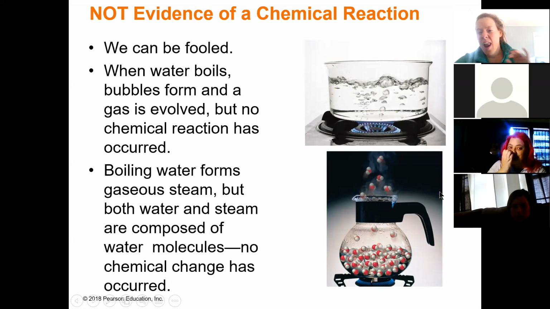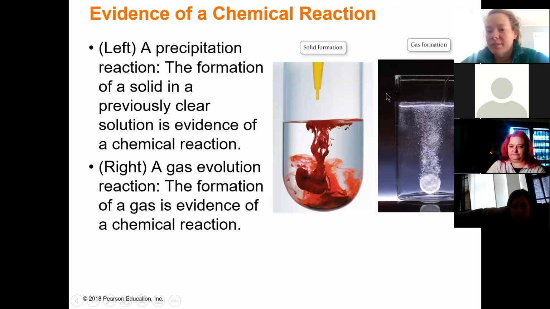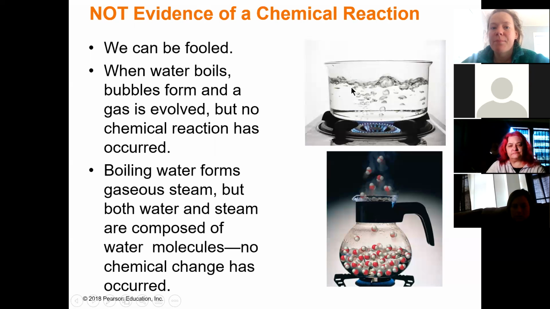This is not a chemical reaction, okay? It kind of looks like the last one, right? Like this is kind of fizzy, and this looks like it's bubbly fizzy, but why is this not a chemical reaction? Well, what's happening here when you're boiling a pot of water? Are you creating something new or breaking something down? No, it's staying the same thing.